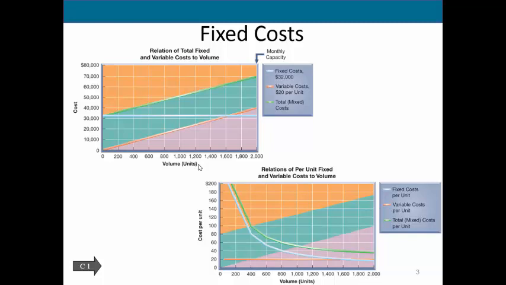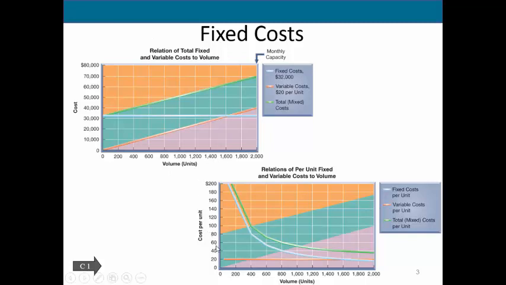But before we do that, we first need to get a better understanding of our costs. We're going to look at fixed costs, variable costs, and then the two of those together make up total costs. So let's look up here at this top graph.